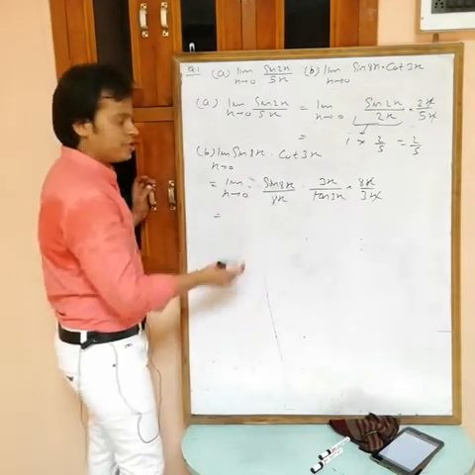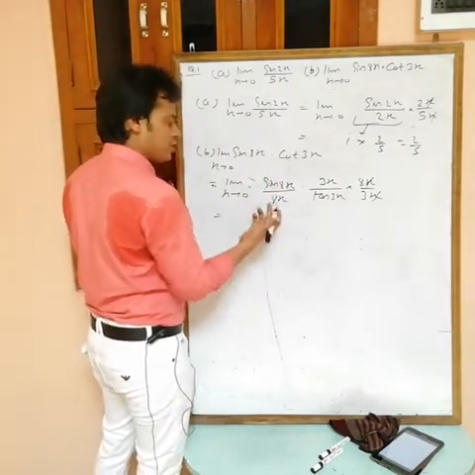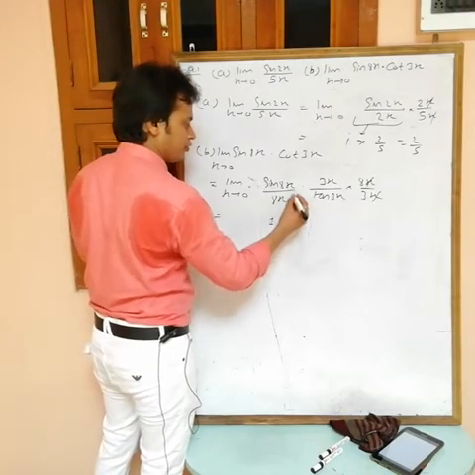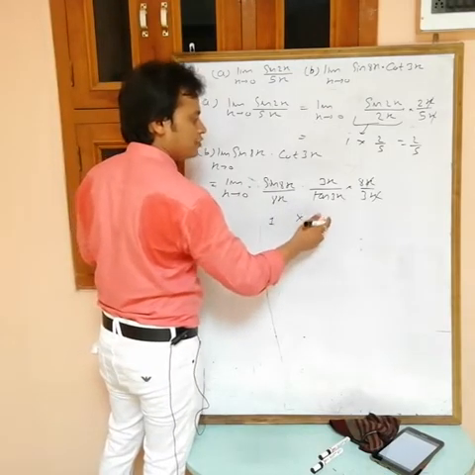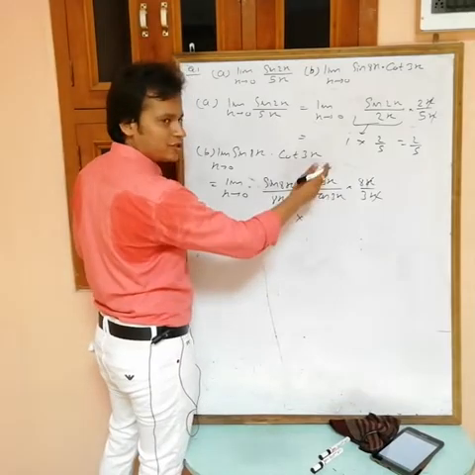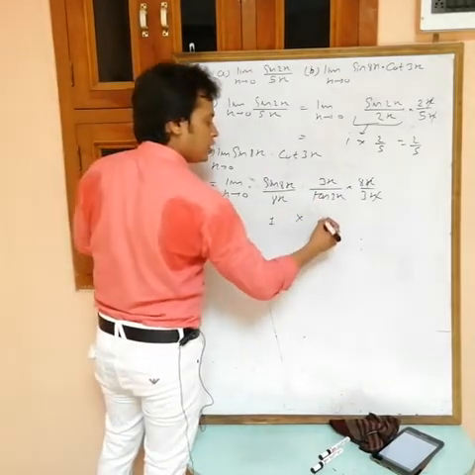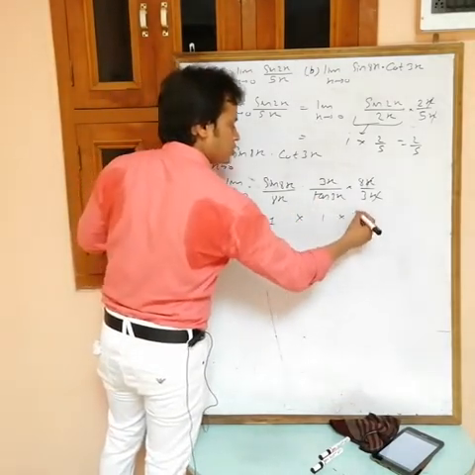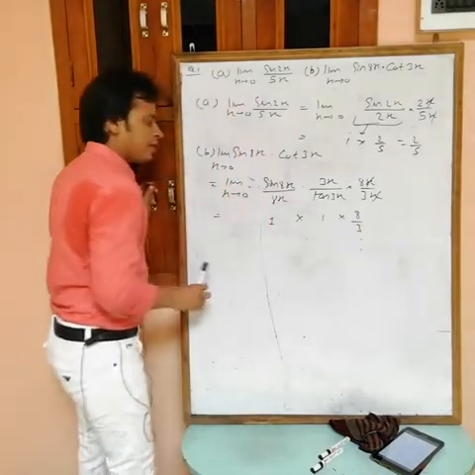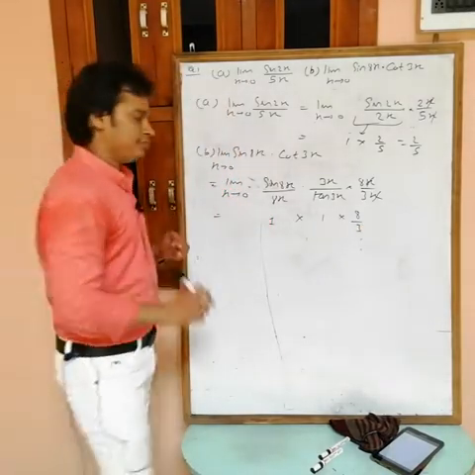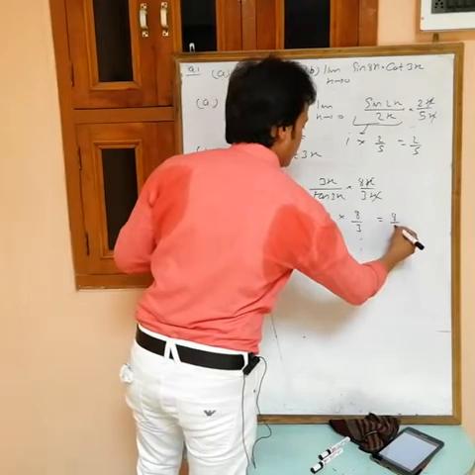Then put the value. Sin x by x, sin 0 by 0 form, the value of this one is equal to 1. The value of tan x by x, or x by tan x, the limit is equal to 1, and this one is 8 by 3. So the complete answer is 8 by 3.